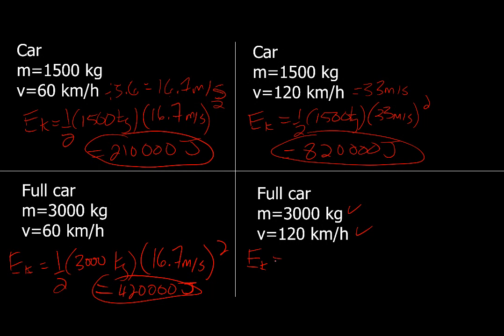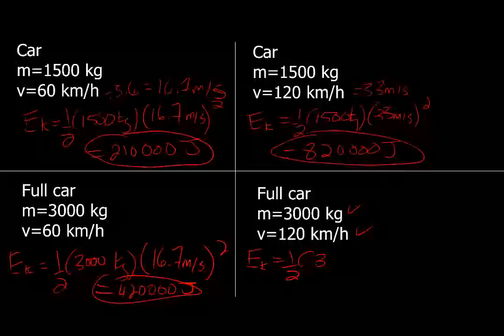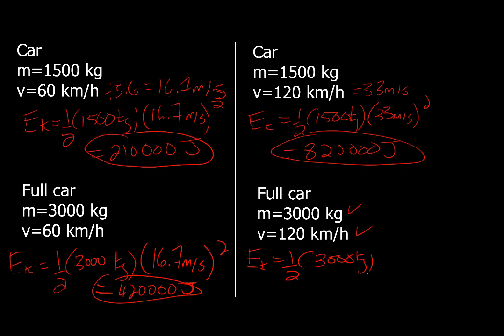So all I got to do is go EK equals 1/2 the big mass, 3,000 kilograms, times 33 meters per second. And don't forget to square it if you're following along with your calculator. 0.5 times 3,000 times 33 squared. And I got 1,600,000. How many zeros? 1, 2, 3, 4, 5. 5 zeros. So 1.6 million joules, or roughly 8 times that original 200,000.